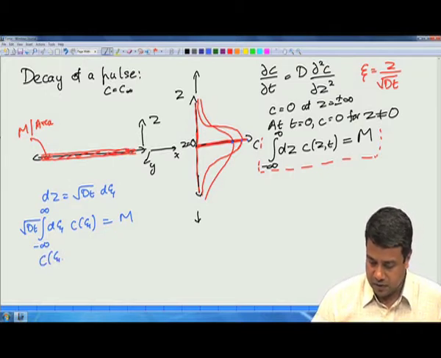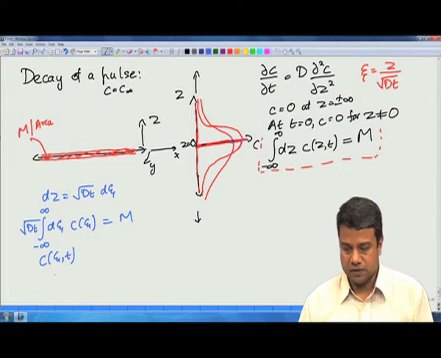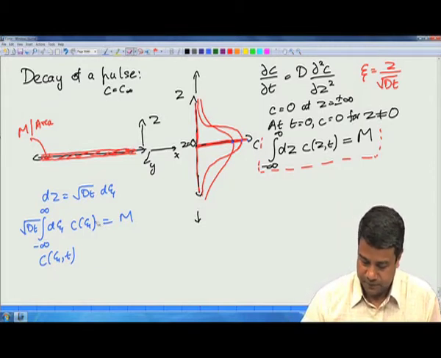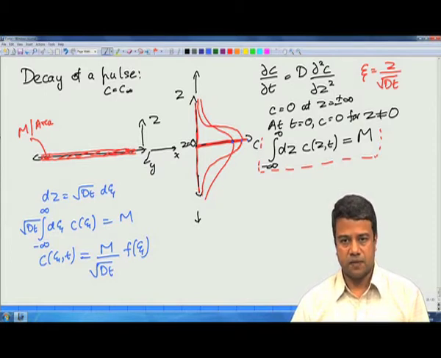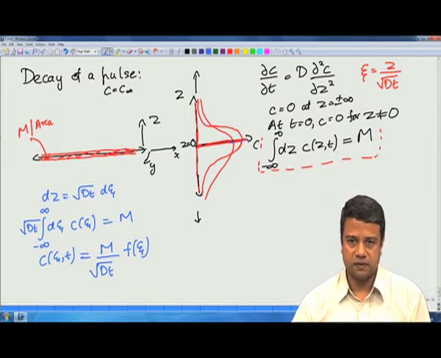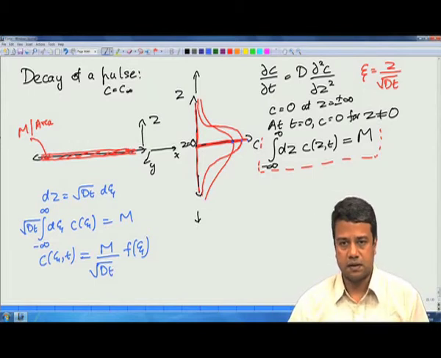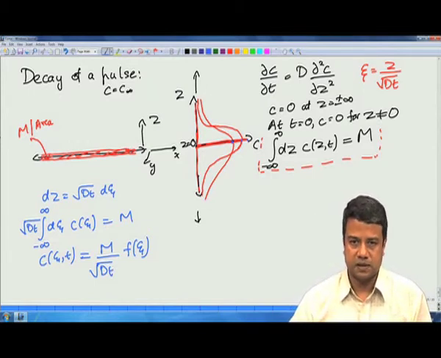Which means that I can write this concentration. It is no longer just a function of psi, it should also be a function of t. I can write this as m by root Dt times some dimensionless function of psi, because the maximum concentration now has to decrease as 1 over root Dt as the thickness of this plume spreads proportional to root Dt. So, this is the form of the expression that I have to use in the concentration balance equation in order to get a similarity solution.